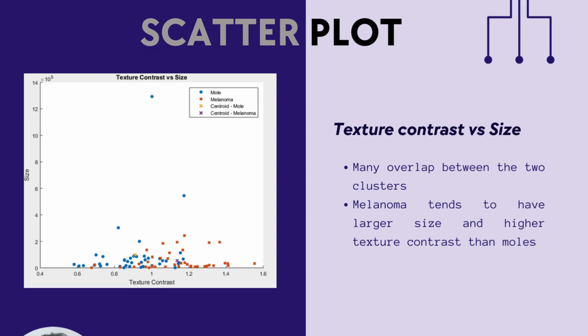This is the scatter plot for texture contrast versus size. There are many overlap between the texture and size data on the x-axis of the scatter plot. Melanoma tends to have a larger size and higher texture contrast than mole.